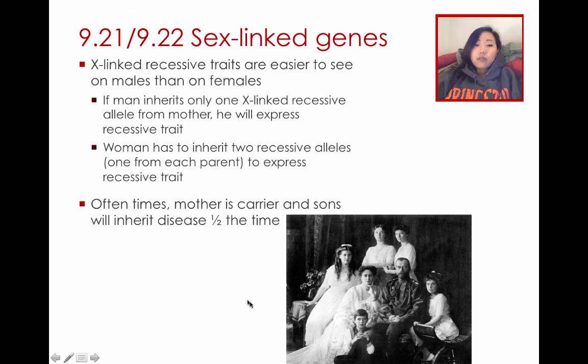This actually was a big problem for royalty, because a lot of the royal families would intermarry. They would try to keep the bloodlines pure, and so they would marry their cousins or their brothers and sisters, and so you would see a lot of these sex-linked diseases pop up in their sons.